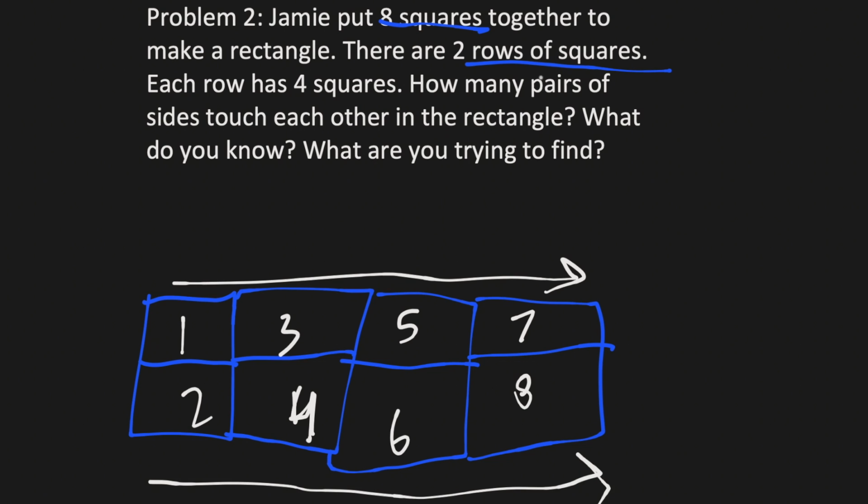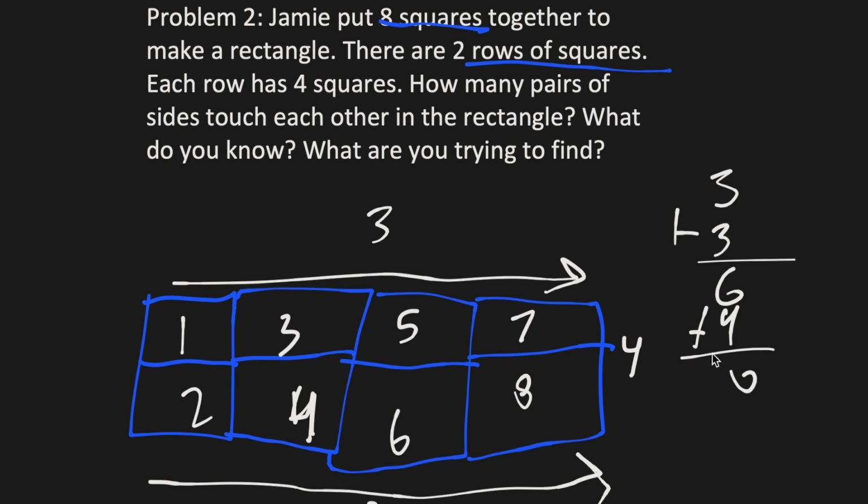How many pairs of sides touch each other in the rectangle? We have 1 pair, 2 pair, 3 pair, 4 pair. So we have 4 over here. We have 1 pair, 2 pair, 3 pair, and we'll just put 3 over here, and 1 pair, 2 pair, 3 pair. 3 over here, so we have 3 plus 3. That's 6 plus 4, that's 10. The answer for this is 10.